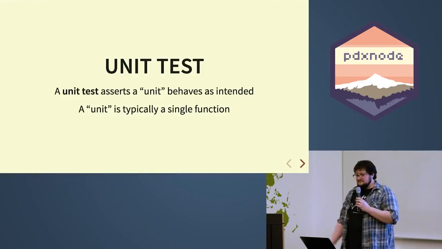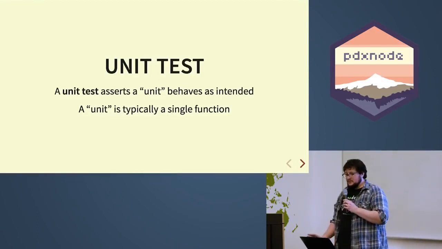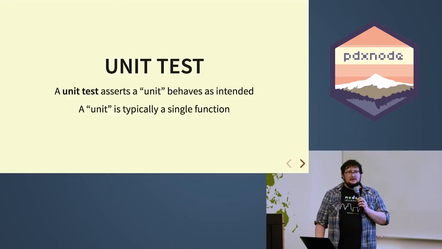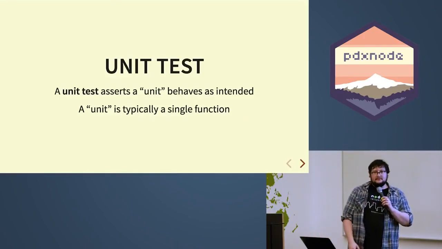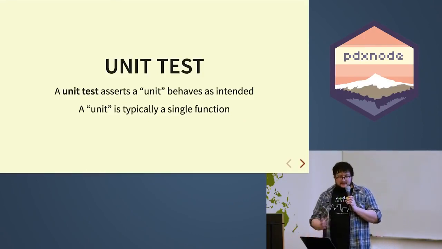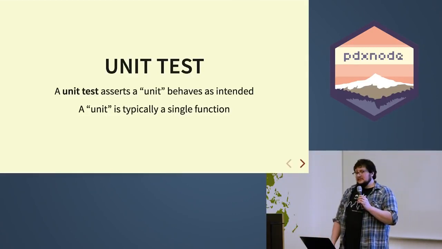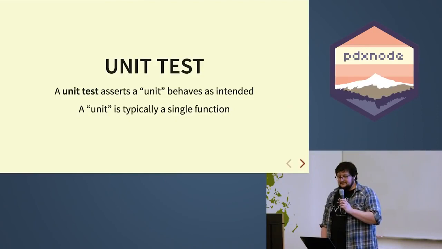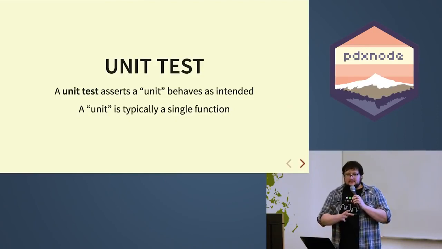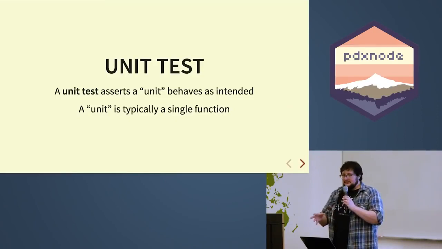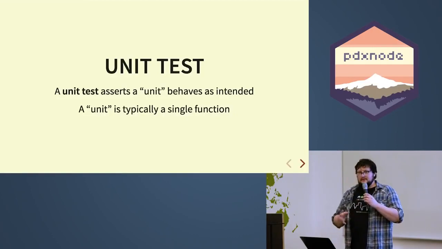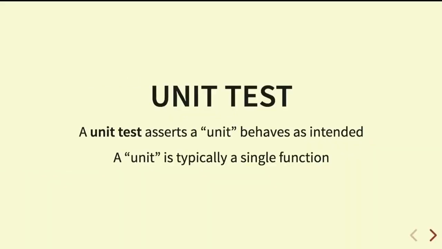So that's one way. If your unit just does some side effects, and we'll see that here in a minute, maybe it modifies some application state, your unit test is going to execute your function, and then it's going to make an assertion about the state of the application.